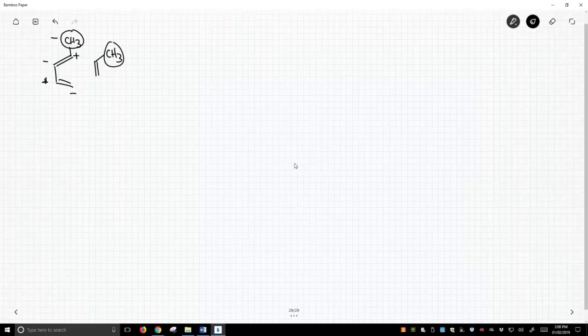This also has a methyl group. Now it's kind of weird to have a methyl group, a donating group, on your dienophile, but it's possible. So we'll just deal with the cards that were dealt. So this is a donating group. It's also minus, plus, minus.